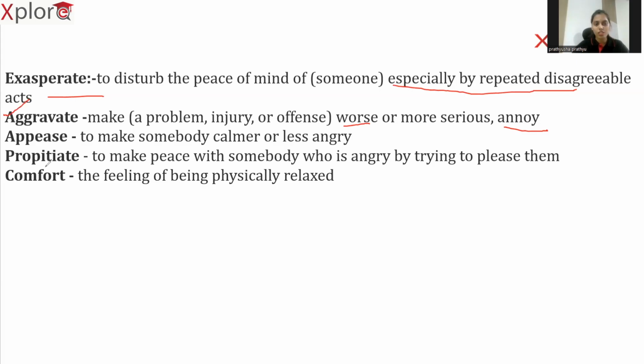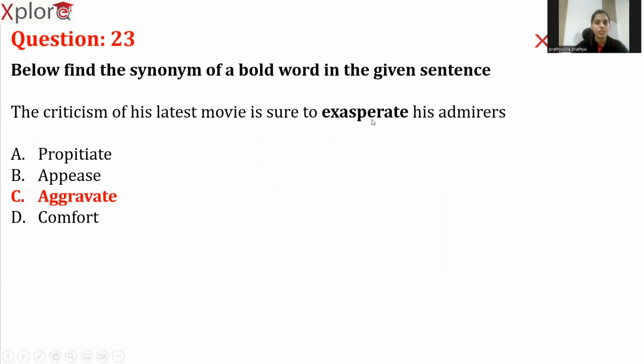Now let's look into the other options also. Appease meaning, to make somebody calmer or less angry. So already someone is angry, to make them calm, okay, that's what we call appeasing. Propitiate is also the same, to make peace with somebody who's angry by trying to please them. So you're trying to convince them and please them so that they'll become calm. Next, comfort meaning, as you already know, the feeling of being physically relaxed. So here the synonym is exasperate. For exasperate, the synonym is aggravate, as we already know.